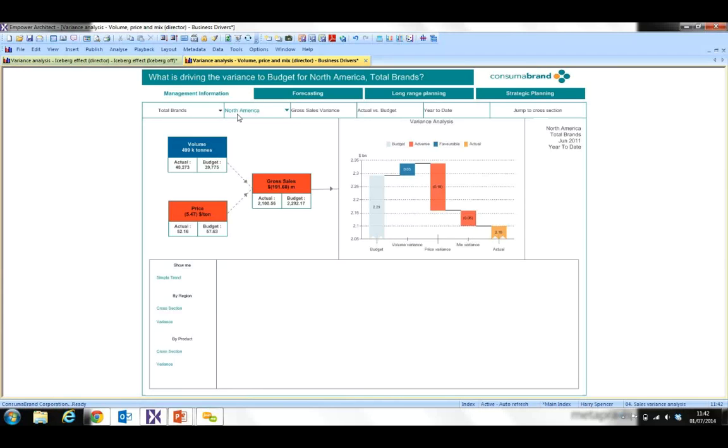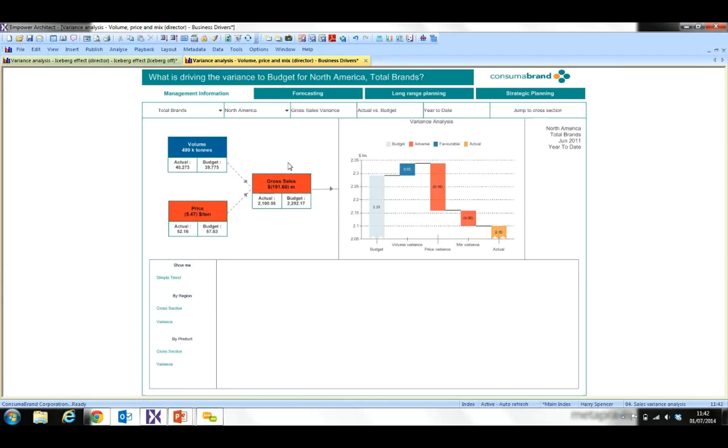And I can look firstly across the total brands of my business and look at the very simple relationship, that price times volume relationship driving gross sales. Comparing actuals against budget for the year to date to June, I can see I've got a favorable volume variance but an unfavorable price variance, which has actually caused my gross sales to be below budget.